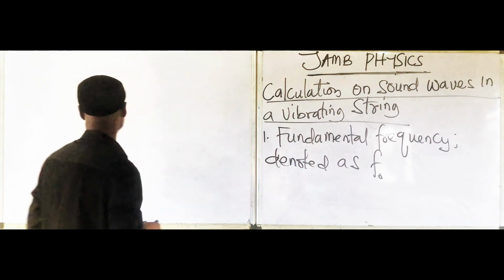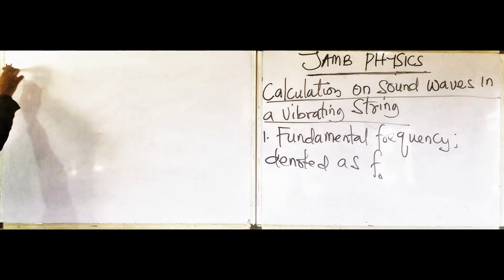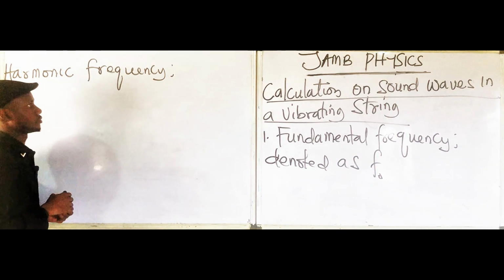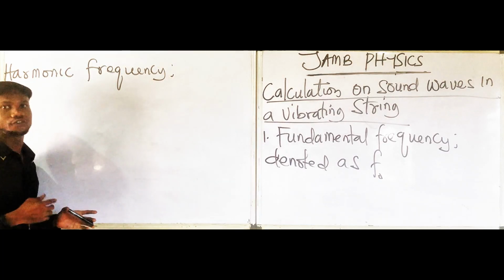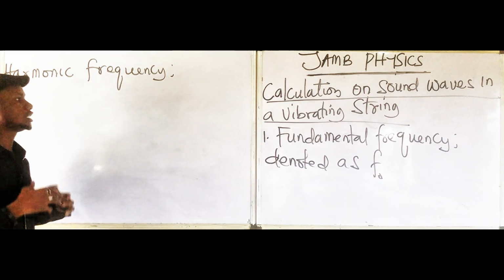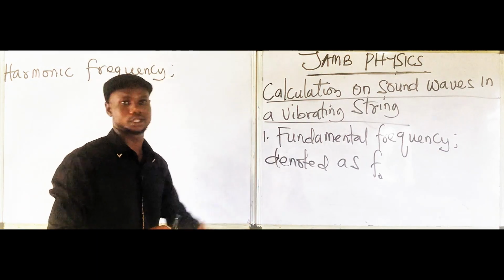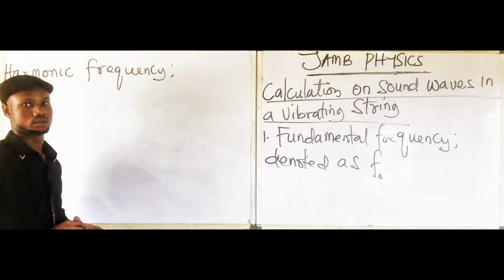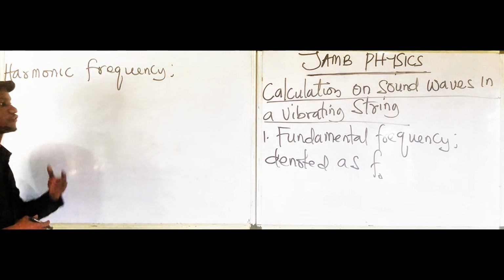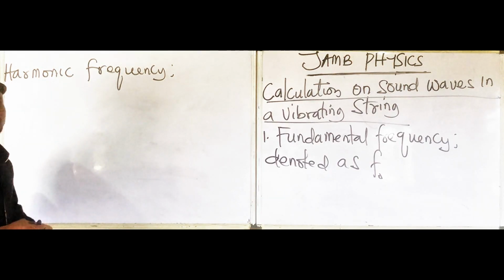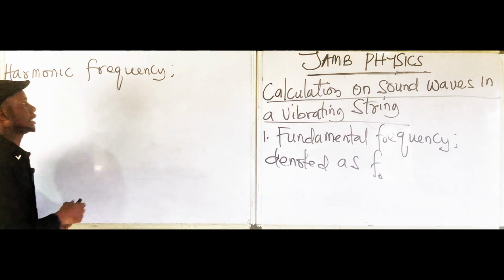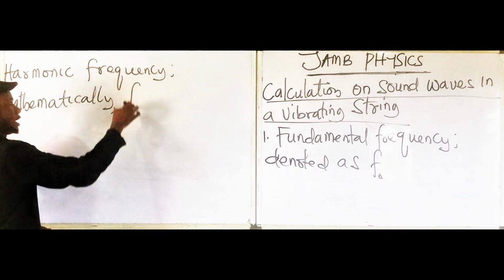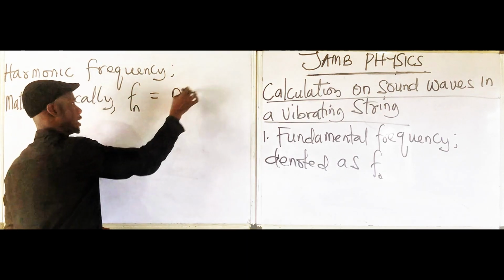Now, the next frequency I'm going to look into here is said to be harmonics. All right? Please write. Harmonic frequency can be defined as frequency gotten from fundamental frequency. Now, that frequency we calculate from fundamental frequency is said to be harmonic frequency. Mathematically it can be expressed as Fn is equal to n f naught.